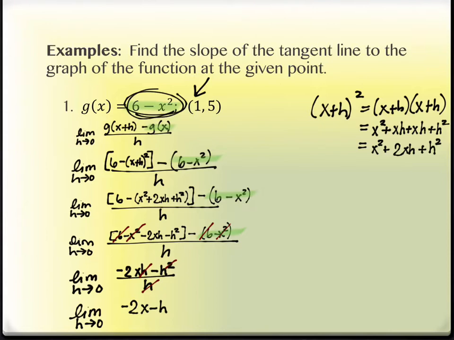This is what has to happen in order for me to plug 0 in for h. So at this point, when I no longer have an h in the denominator, it's perfectly okay for h to be 0. And I can let it be that. So I have negative 2x, I have minus 0, and this ends up giving me just negative 2x. Is that okay?